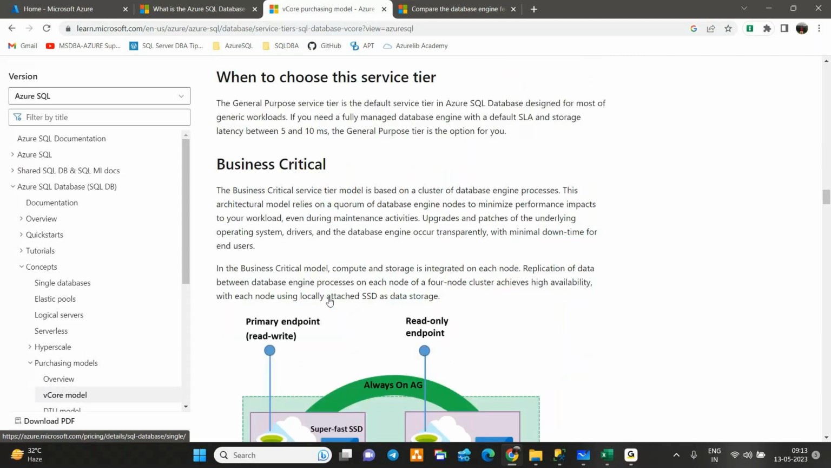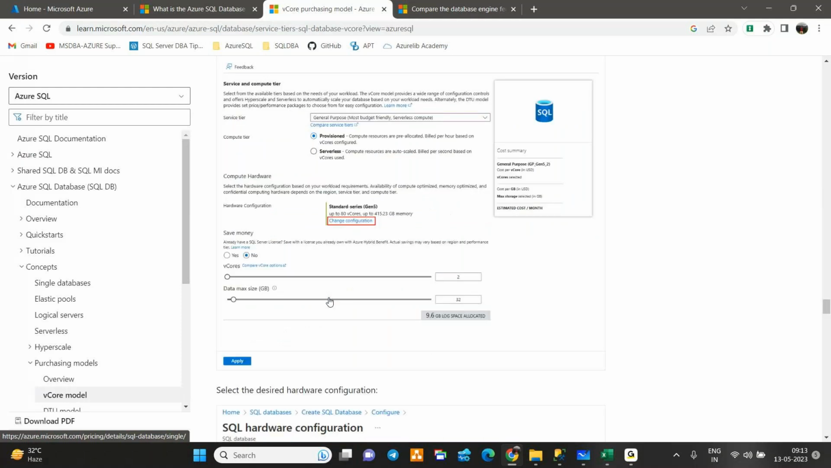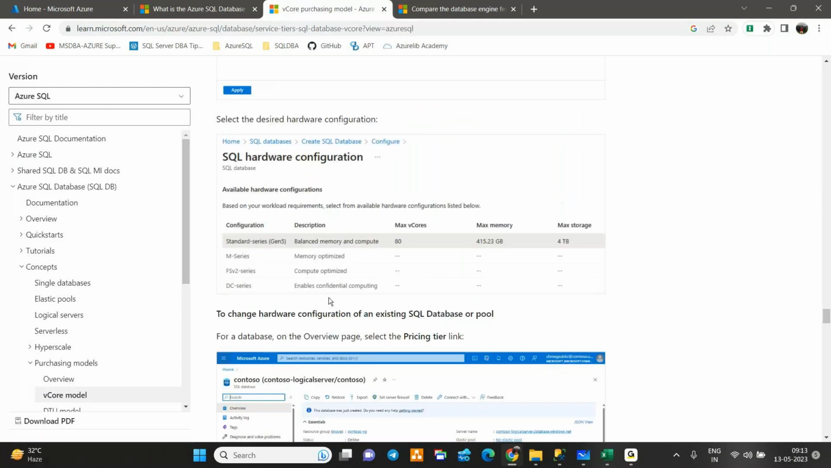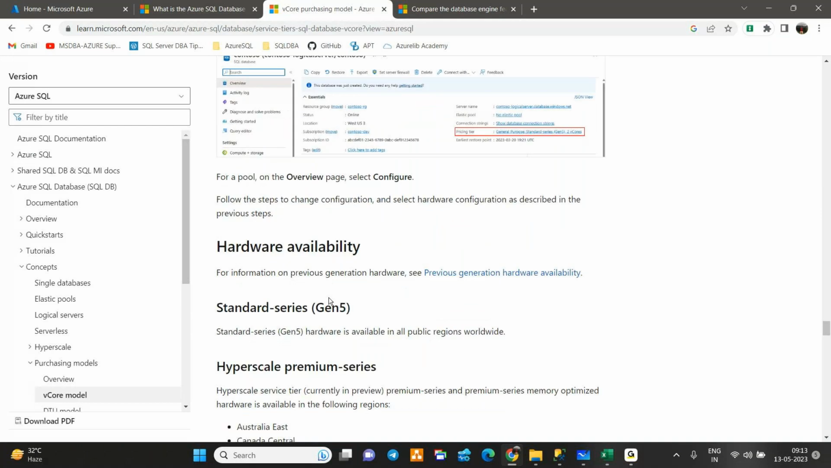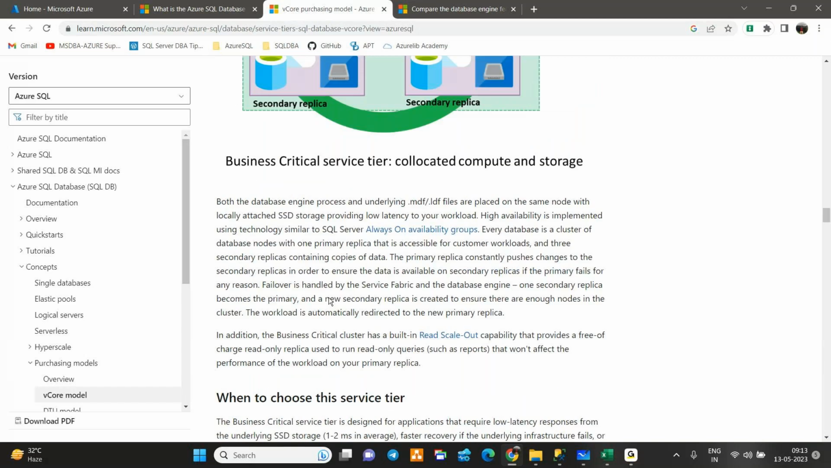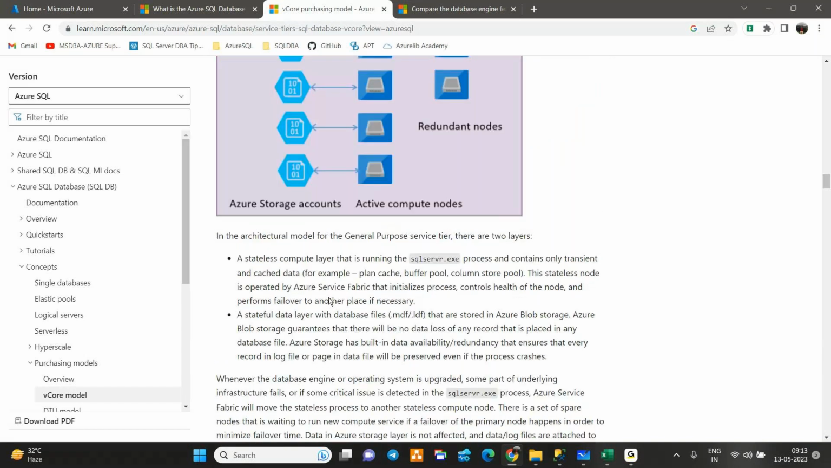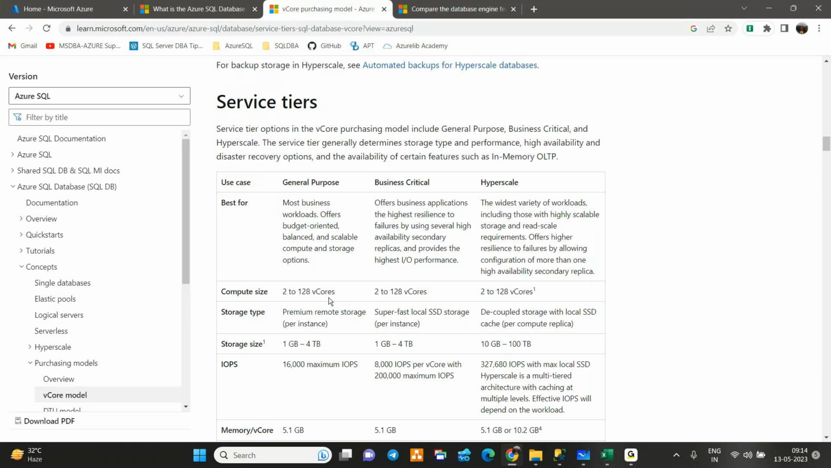Okay, we'll see one by one, sir, when we are discussing deploying the Azure SQL database. So when you go for hyperscale, business critical, or general purpose, what are the differences, what are the restrictions, that is what we discussed. Any questions, sir?